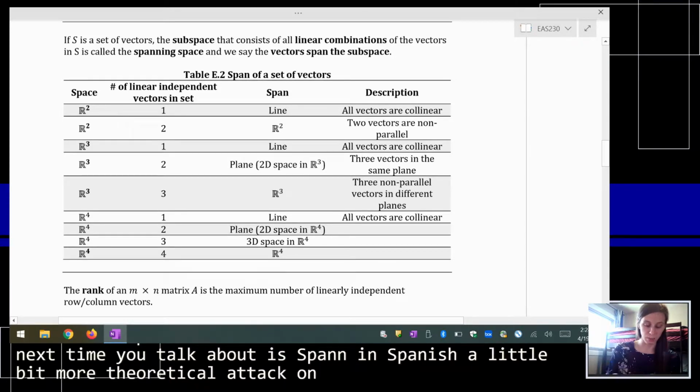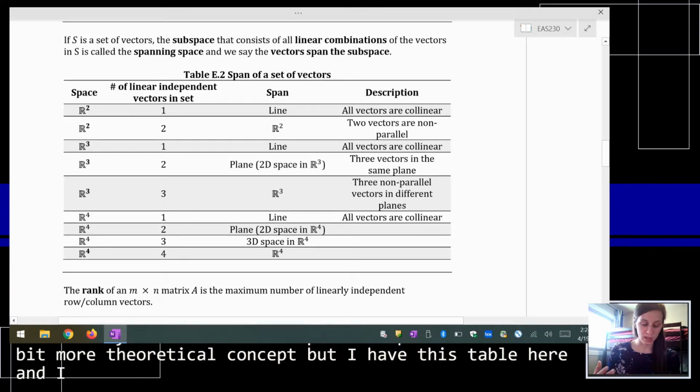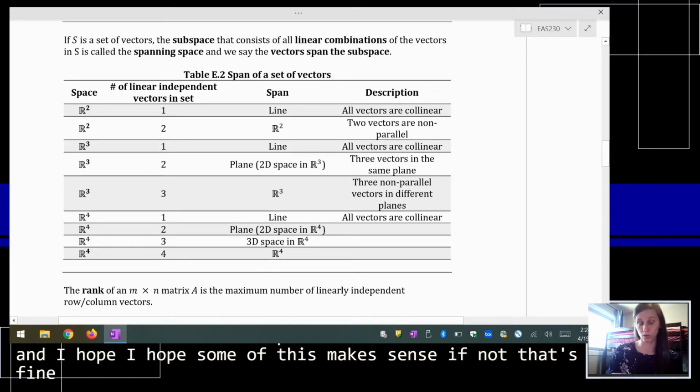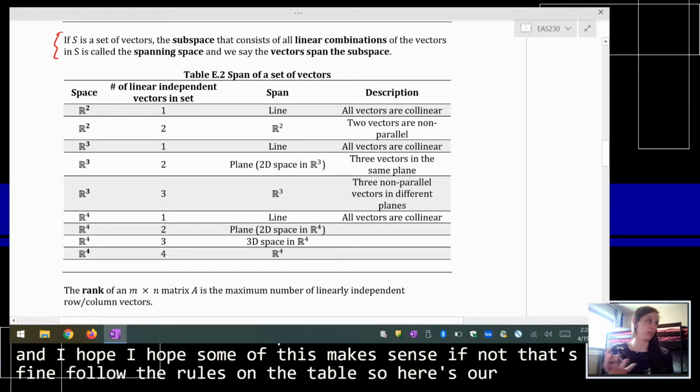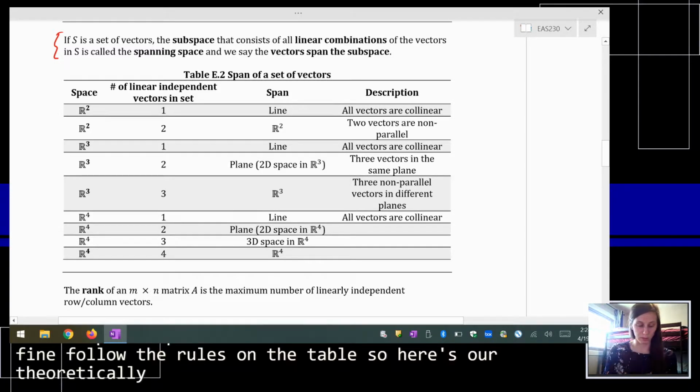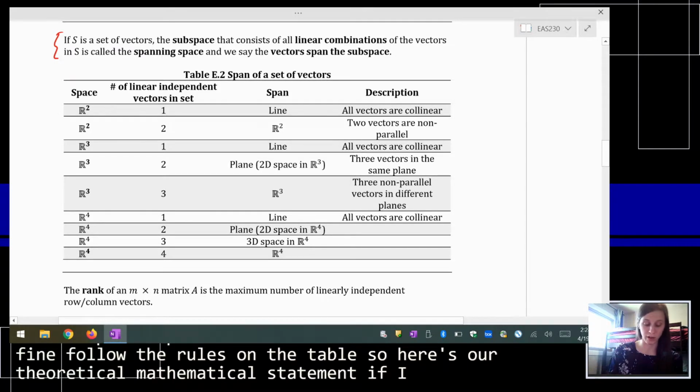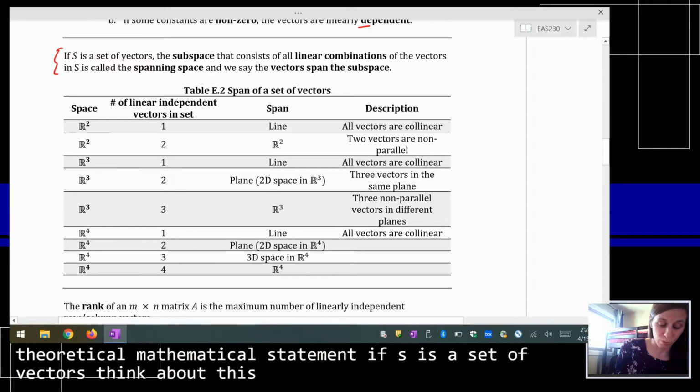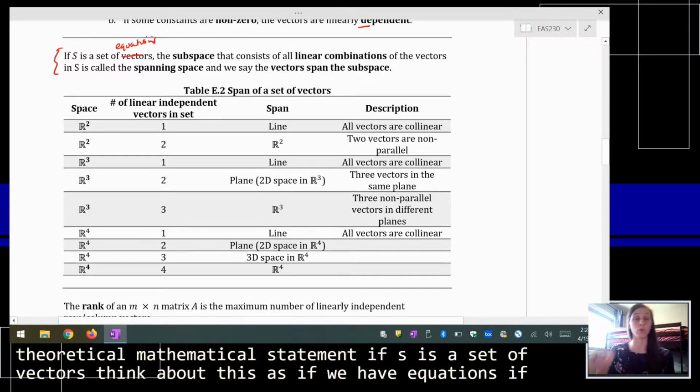but I have this table here, and I hope some of this makes sense. If not, that's fine. Follow the rules on the table. So here's our theoretical mathematical statement. If S is a set of vectors, think about this as if we have equations. If S is a set of equations.